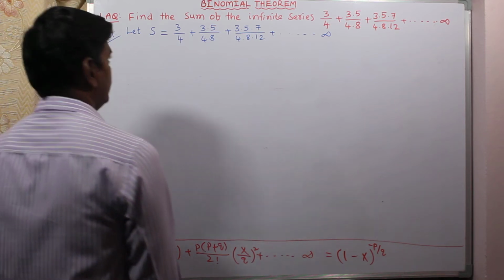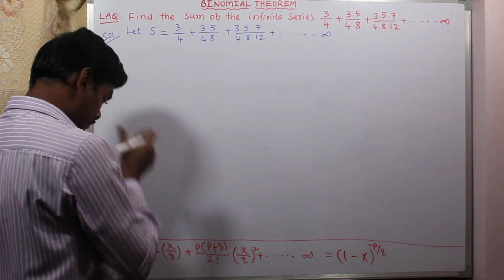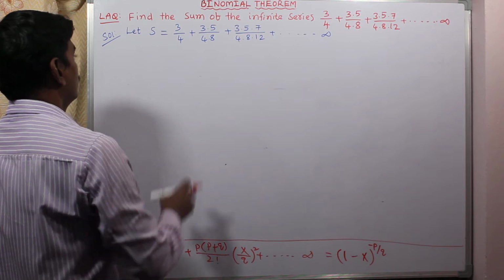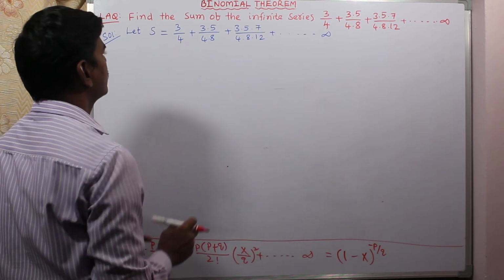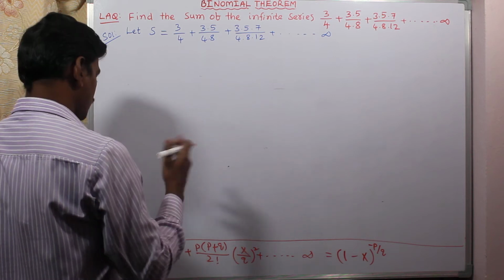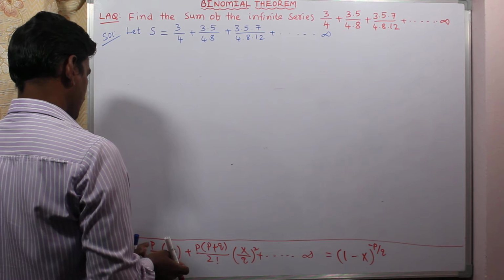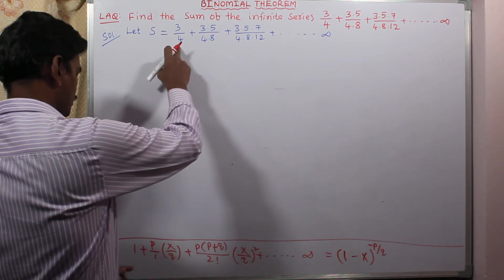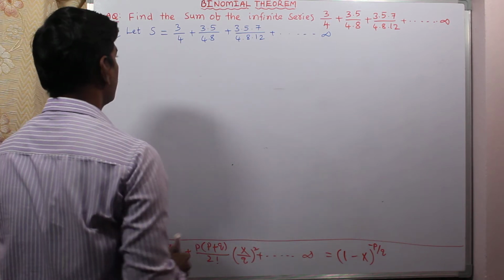So if I compare the given series with this formula, I can observe one thing here. The formula begins with 1, but in the given series we do not have 1. So I need to create 1. After 1 we have p by 1 into x by q, so this one should be converted to p by 1 into x by q form. So all these things I have to do.